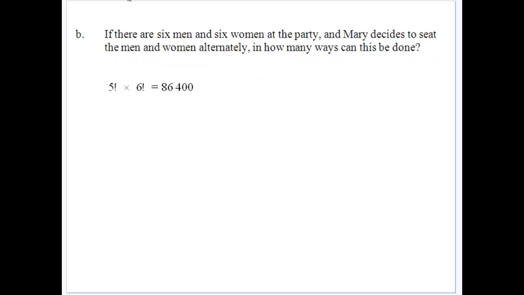So hopefully you can see that Mary establishes the order, the rest of them can be 11 factorial ways. If there's 6 men and 6 women at the party, and Mary decides to seat the men and women alternately, how many ways can this be done? Well, again, because Mary's already established that she has to be at the head of the table, there's 6 factorial ways the men can be arranged, and then 5 factorial ways the women can be arranged.